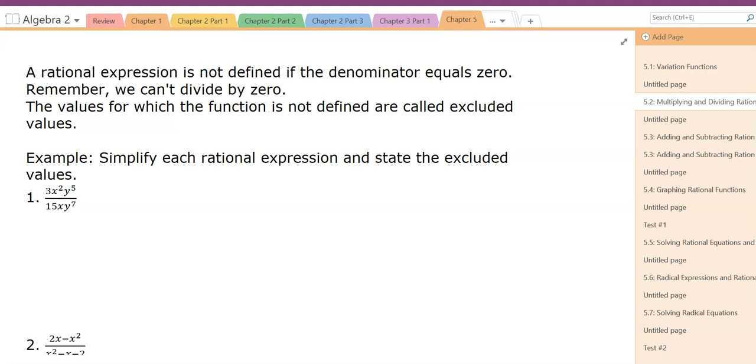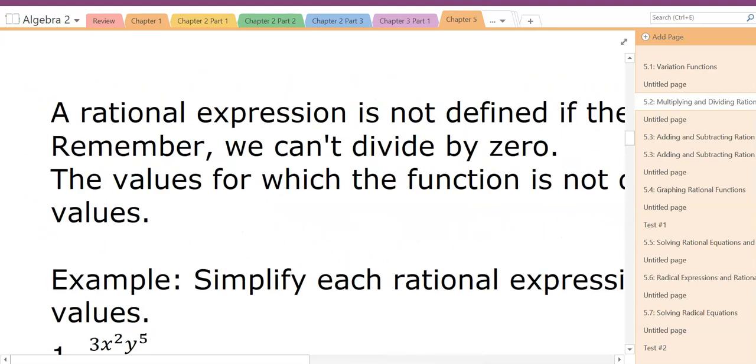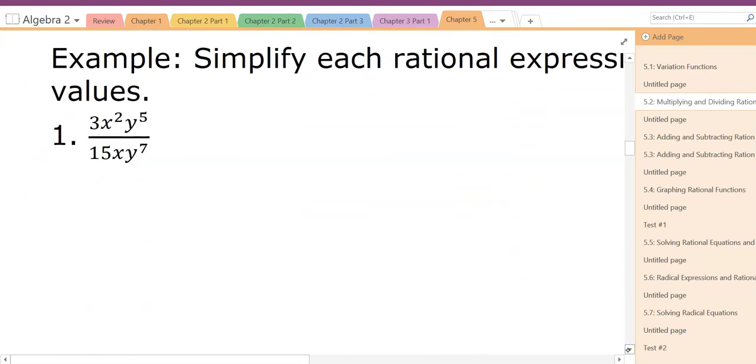For example, if I have a problem that looks like this one. 3x squared y to the 5th all over 15x y to the 7th. I can reduce my 3 and 15 so that it becomes 1 over 5 because I can take a 3 out of both. Now with my letters, with those exponents you subtract when you're dividing. So you're going to take x squared minus x, which would just be an x. And for my y's, when I do 5 minus 7, I get negative 2. So I have y to the negative 2.